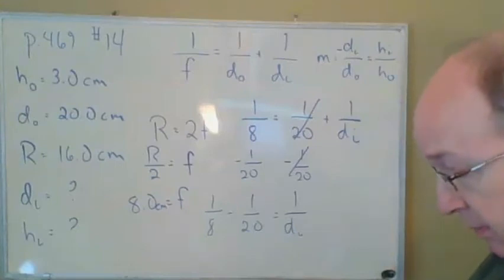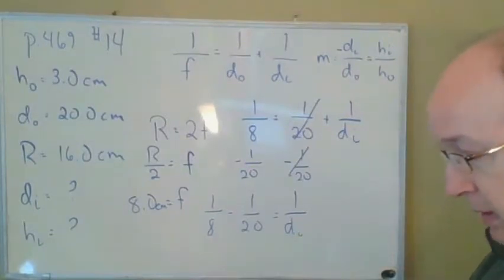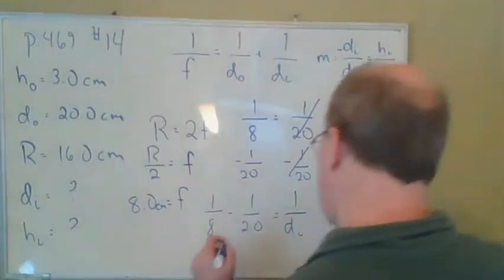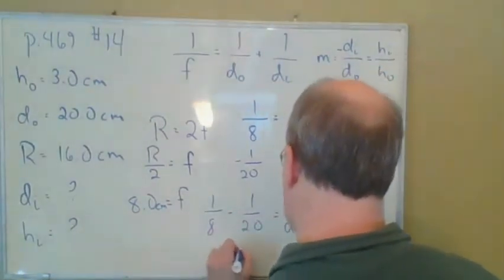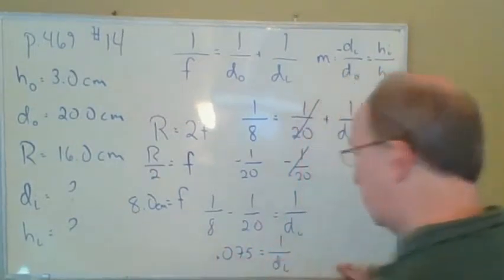So that's what I'm going to do. I'm going to go 1 divided by 8 minus 1 divided by 20 equals. And what I get is 0.075 equals 1 over DI.